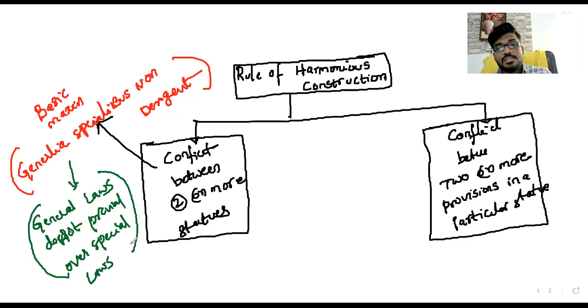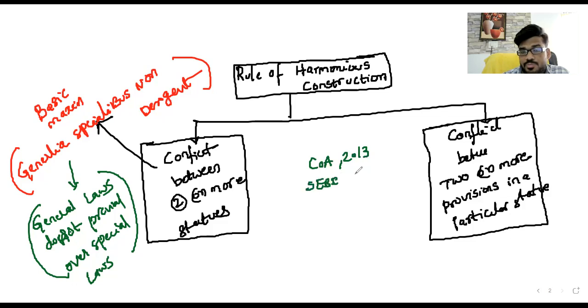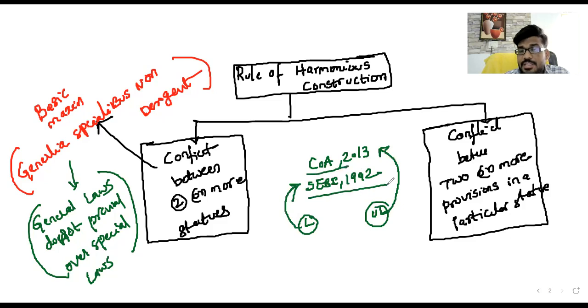A simple example: you know the Companies Act 2013 and the SEBI Act 1992. If you are a listed company, you have to follow the SEBI Act. If you are an unlisted company, you have to follow the Companies Act. Whenever a General Act and a Special Act are there, we give more importance to the Special Act only.